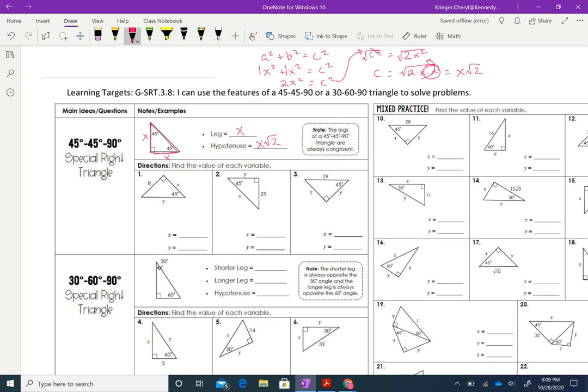All right, and we get lazy in this unit and instead of saying square root, we'll just say root. So you'll hear that more and more as math gets more difficult.